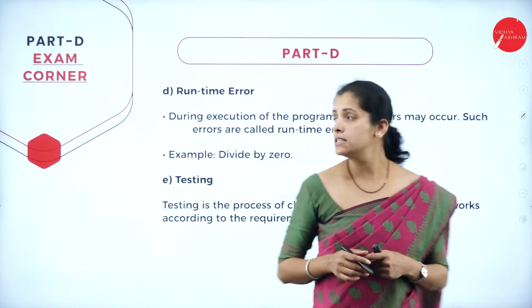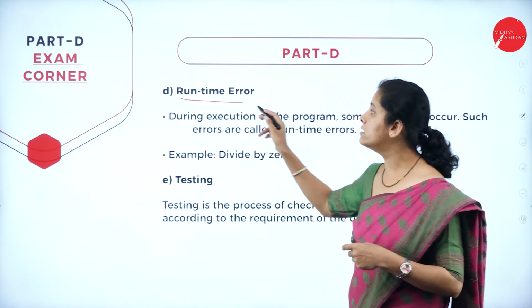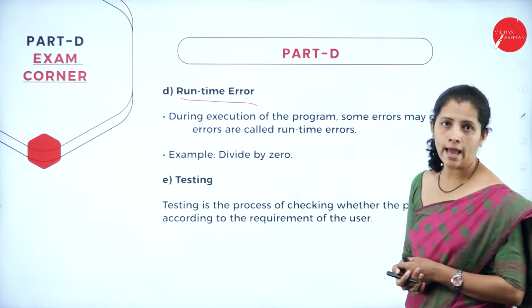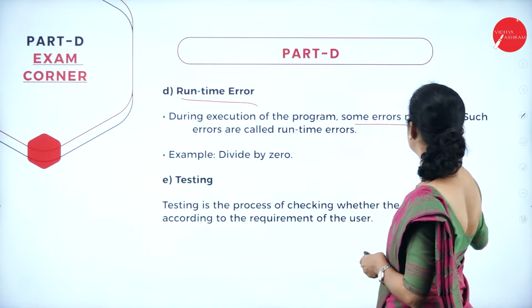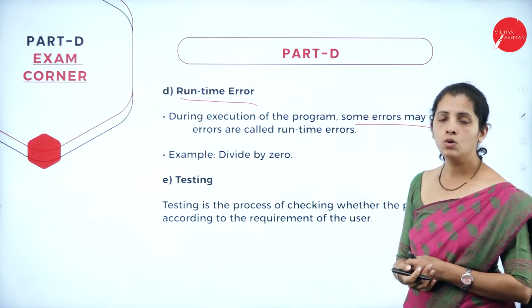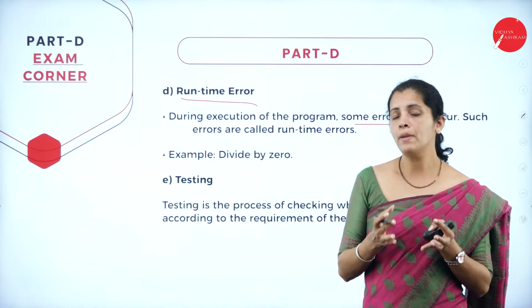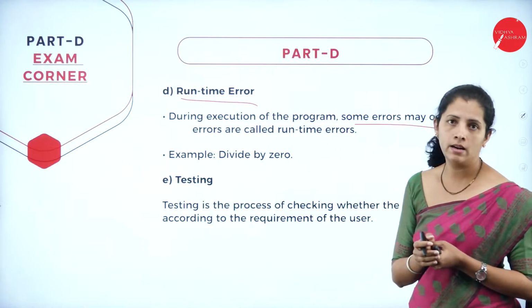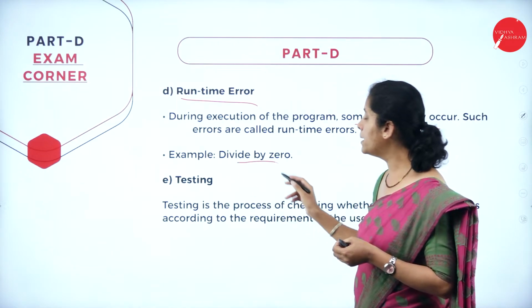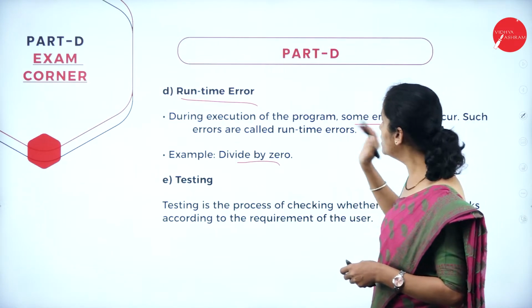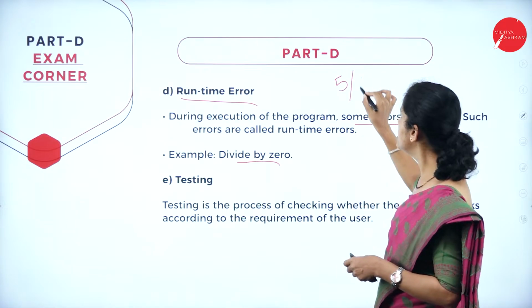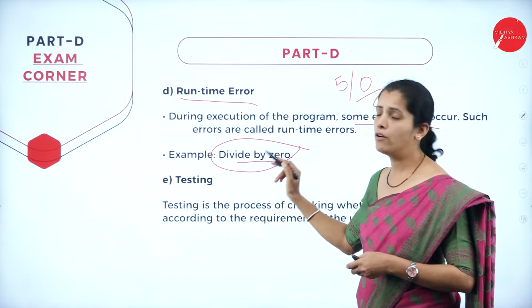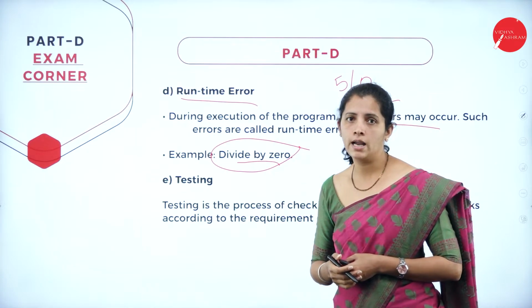Now, let me consider another error, that is runtime error. During execution of the program, some errors may occur. So, while executing my program, if I get any error, then it leads to a runtime error. The example is divide by 0. If I try to divide any number by 0, then I'm going to get a divide by 0 error, and this kind of error is an example of runtime error.